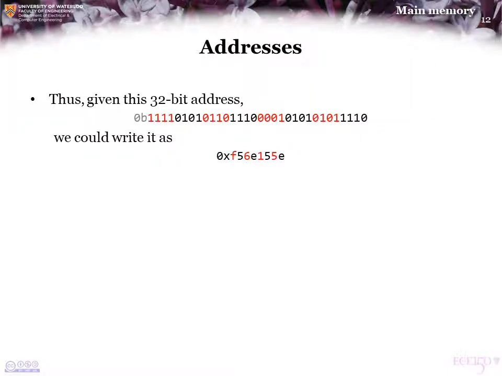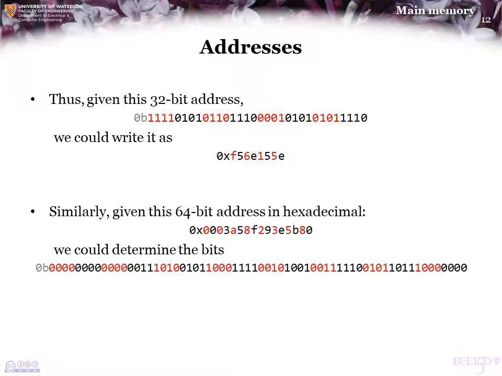Okay, so given this 32-bit address, we could write it as this hexadecimal number here, and I'm just showing the corresponding colors so that you can see which 4 bits correspond to which hexadecimal digit. Similarly, if we had this hexadecimal address, then we could convert it into the 64-bit address by replacing each hexadecimal digit with its corresponding 4 bits.